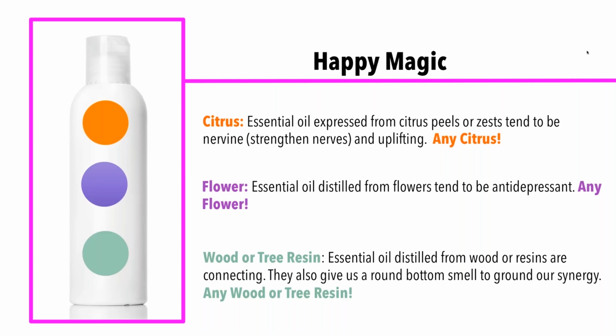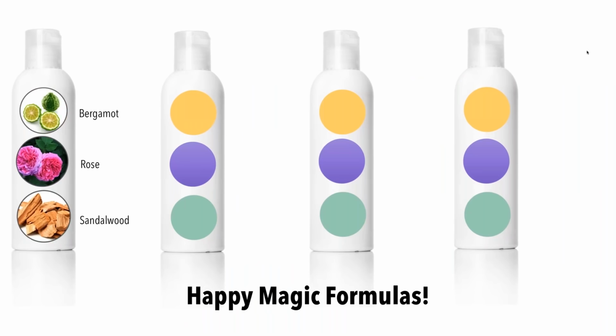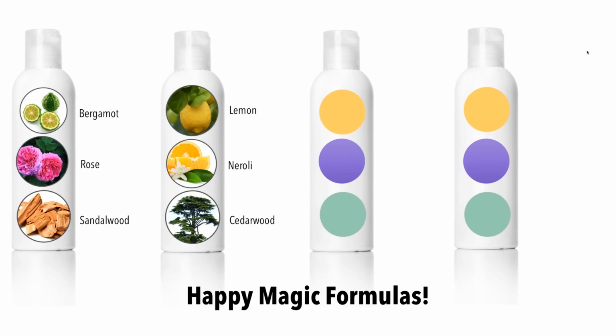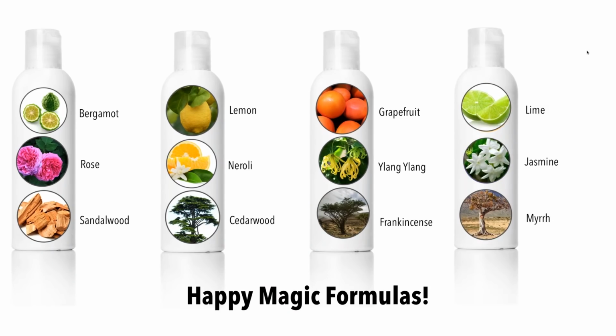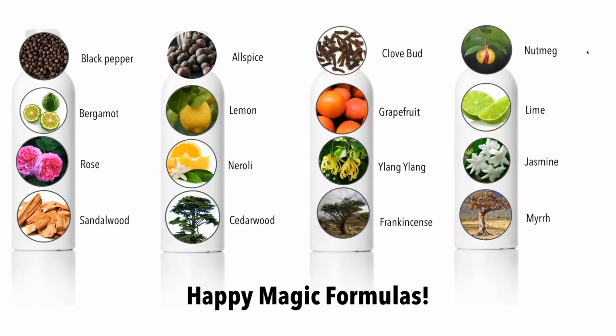And look at how easy it is. Happy Magic, bergamot, rose, and sandalwood. Happy Magic, lemon, neroli, cedarwood. Happy Magic, grapefruit, ylang ylang, frankincense. Happy Magic, lime, jasmine, and myrrh. See how simple that was? We have 4 beautiful blends right now, and they were easy to make. And if we want to go really crazy, Happy Magic. Add a spice. We can add black pepper, allspice, clove bud, nutmeg, and that will just add a little rich, fiery aspect to our Happy Magic formula.